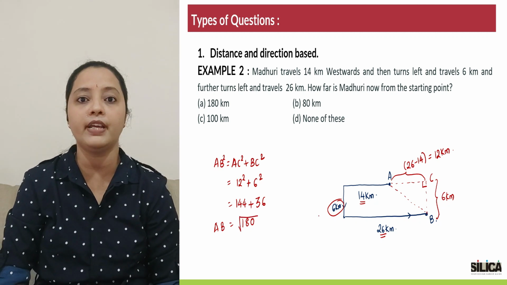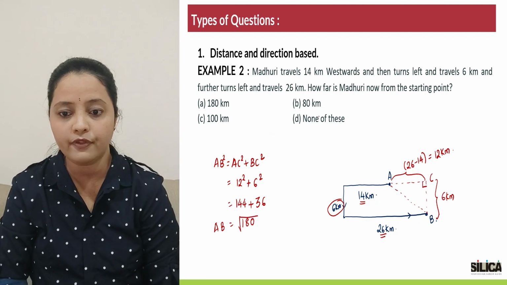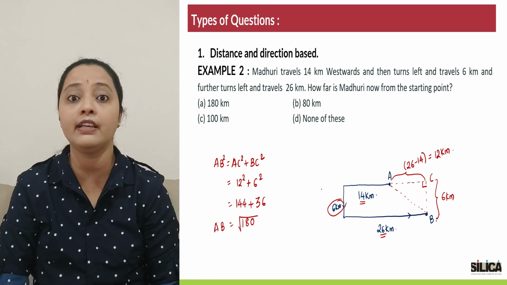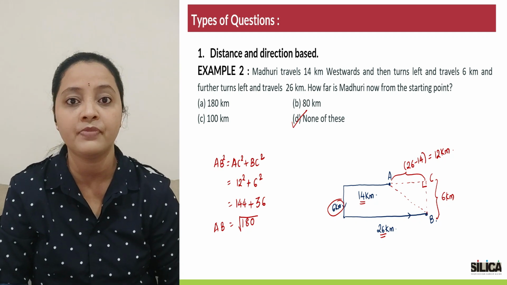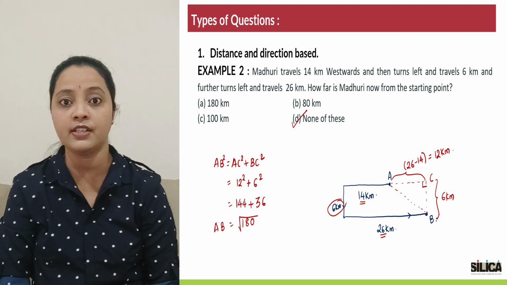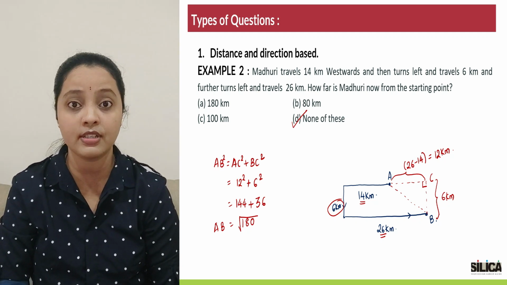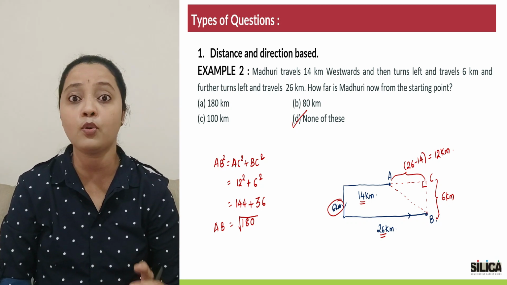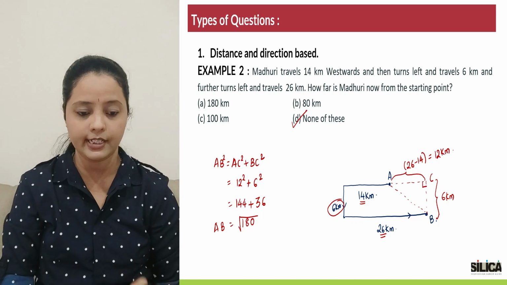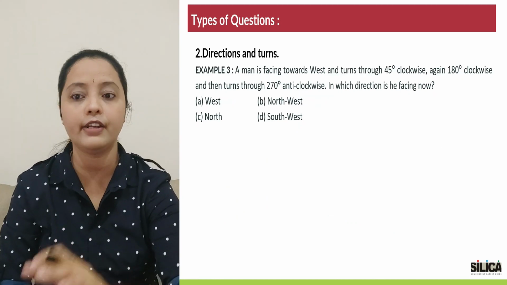That means AB will be root of 180. So do we have any option of root of 180 in the options? No. So that is why I'll select the option of none of these. Idea clear, everybody? So see, we have seen two questions. One which was using Pythagoras theorem, the other which was not. So it's entirely dependent upon the question that you have. Great. Let's move to the next variety of question now.